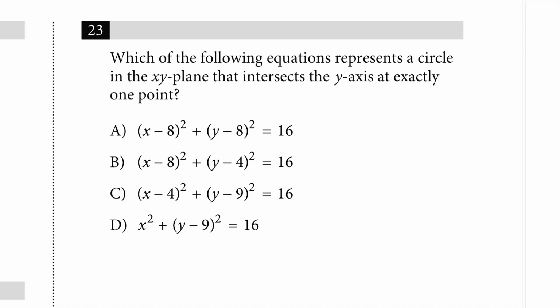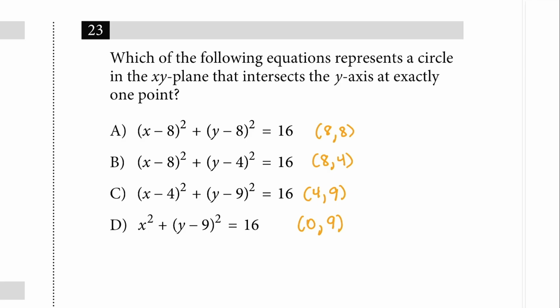Which of the following equations represents a circle in the xy plane that intersects the y-axis at exactly 1 point? Now you can go into Desmos, plug these all in and identify that, but I'm going to show you a different, easier way to do this. First, let's go through and write out the centers of all of these circles. For the first one, our center is at 8, 8, and that comes from these right here. Remember that the negative is built into the equation, so all of these answers are going to have positive coordinates, just a reminder. The center for B is going to be 8, 4, the center for C is 4, 9, and the center for D is 0, 9.